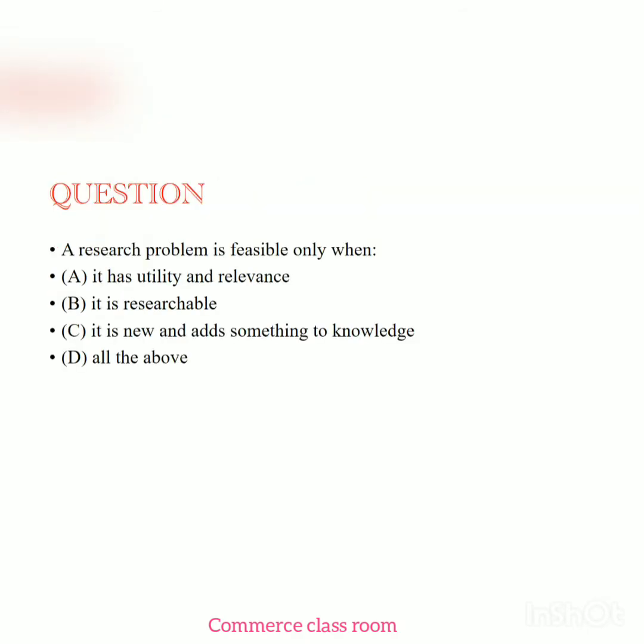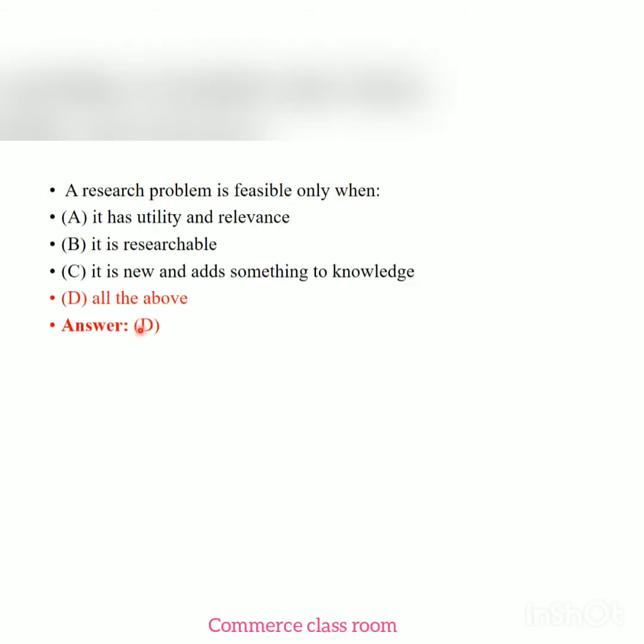Next question, a research problem is feasible only when option A, it has utility and relevance, option B, it is researchable, option C, it is new and adds something to knowledge, option D, all of the above. Our answer is option D, all of the above. We need all these three things for a feasible research problem.